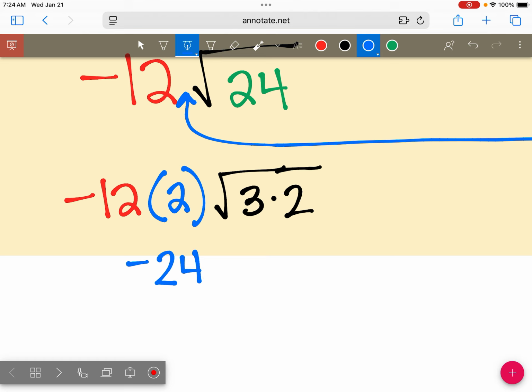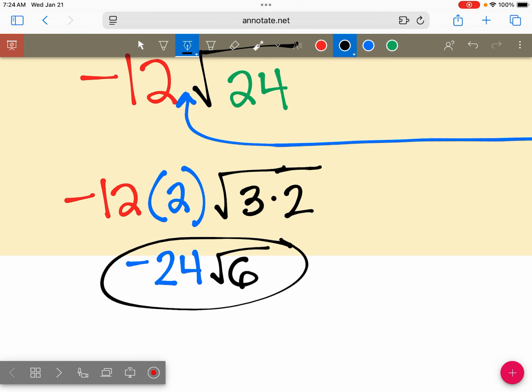So it ends up being a negative 24 in the front, and underneath is a positive 6, and that is my answer.